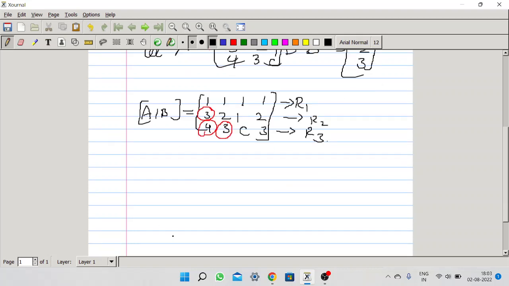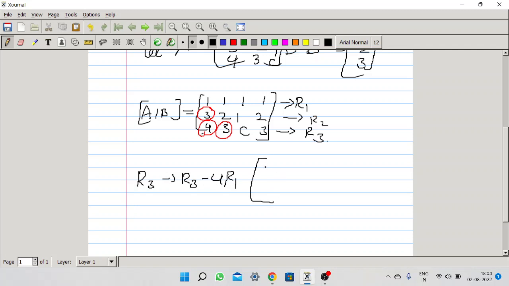So let me do the operations. Firstly we have to make the element 4 here 0 by using rows R1 and R2. So here I am doing the row operation R3 as R3 minus 4 R1. I'm just multiplying the first row by 4 and subtracting that from here. That is nothing but R3 minus 4 R1. This operation results in the matrix.